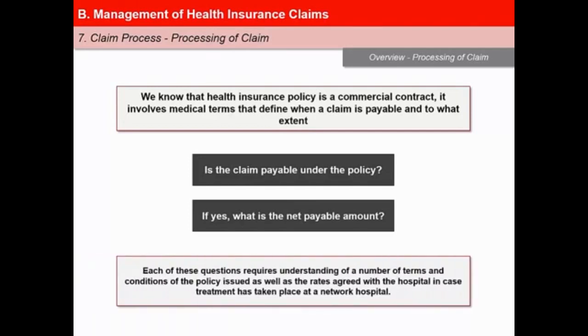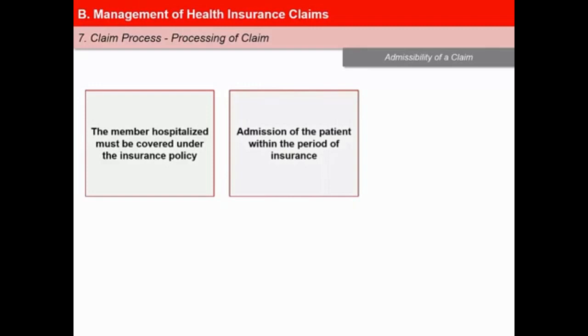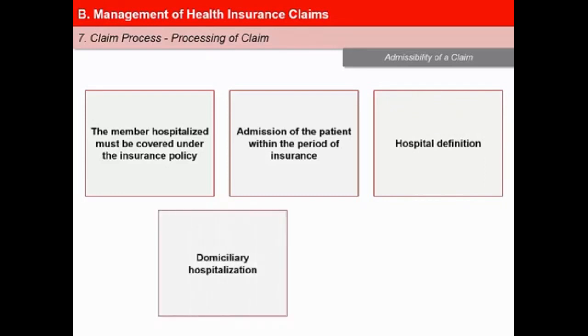Each of these questions requires understanding of a number of terms and conditions of the policy issued, as well as the rates agreed with the hospital in case treatment has taken place at a network hospital. For a health claim to be admissible, the following conditions must be satisfied. The member hospitalized must be covered under the insurance policy. Admission of the patient within the period of insurance. Hospital definition. Domiciliary hospitalization. Duration of hospitalization.